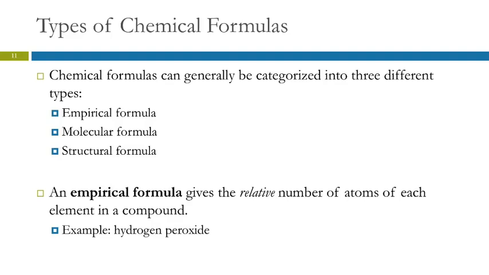So, hydrogen peroxide has an empirical formula of HO. For every 1 hydrogen, there's 1 oxygen. That doesn't tell us, though, what's actually in a molecule of hydrogen peroxide. It just gives us the ratio. The actual molecule is H2O2. So it's got 2 oxygens and then 2 hydrogens. This is the lowest ratio.